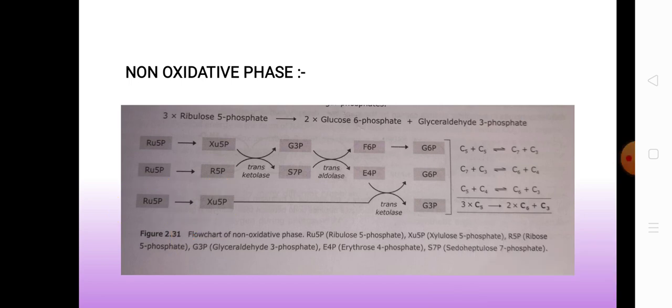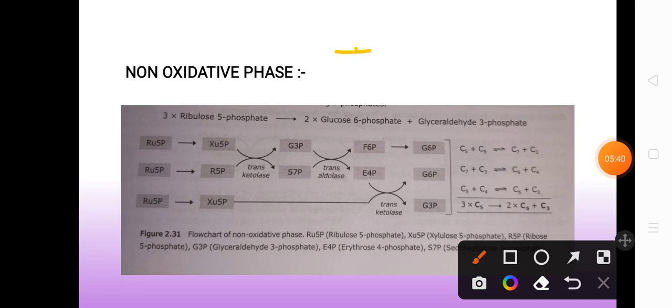Now, for learning the remaining part of the non-oxidative phase, we should know about the function of transketolase and transaldolase. So let's talk about them first. So, transketolase.